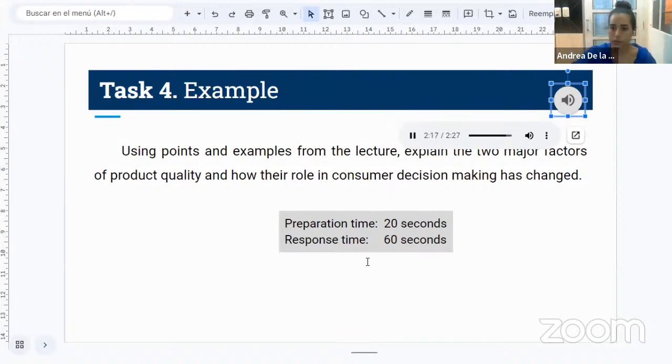Using points and examples from the lecture, explain the two major factors of product quality and how their role in consumer decision-making has changed.